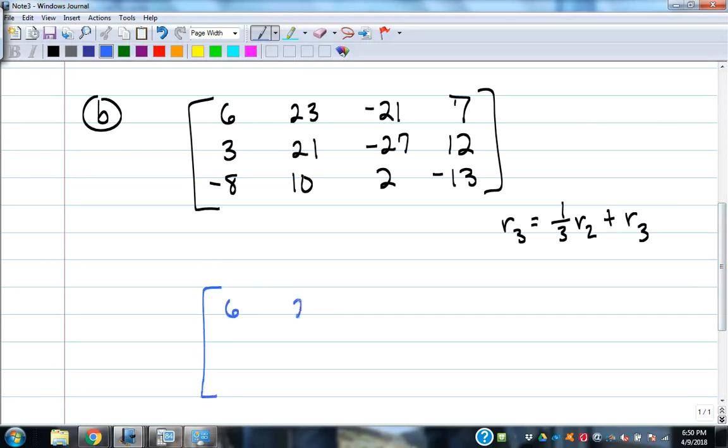So I'm going to write 6, 23, negative 21, 7, 3, 21, negative 27, 12. I'm just copying those guys down because they're not changing. The only row that's changing is that one right there. It's row 3. All right. Now we've got to do the math that it tells us to do. It says take 1/3 of row 2 and add it with row 3. So 1/3 of 3. How much? 1. 1 plus negative 8.